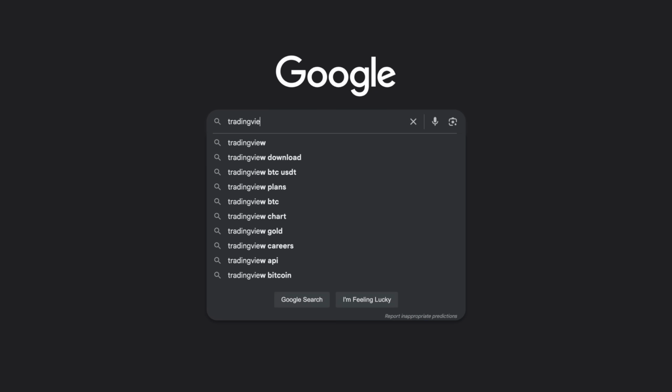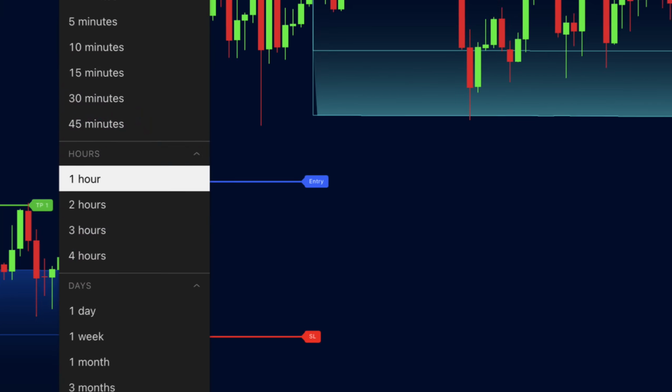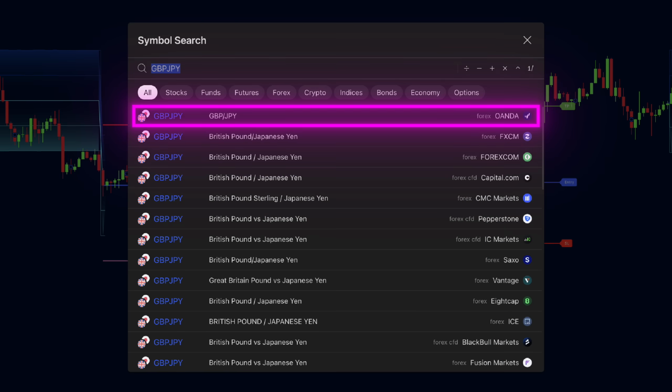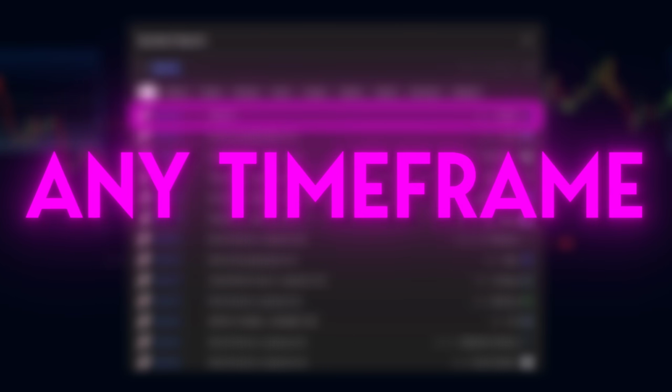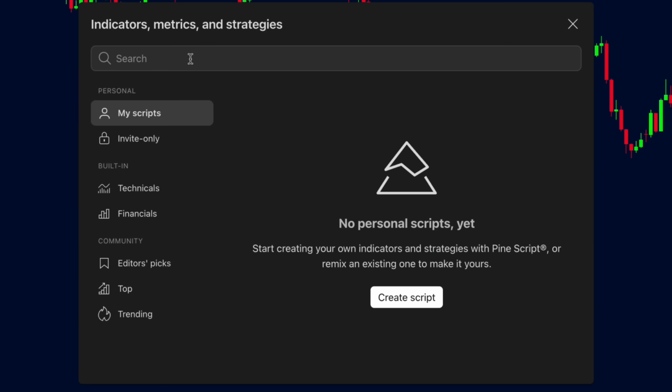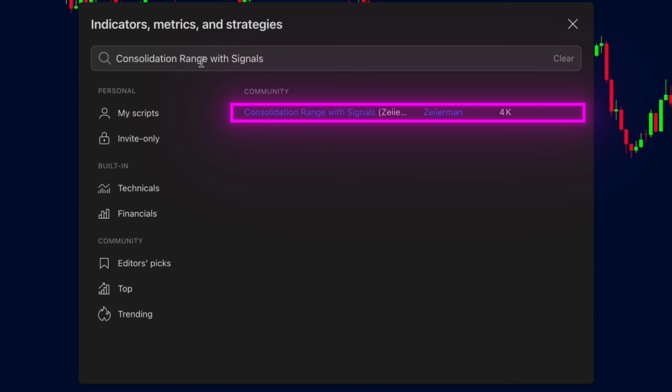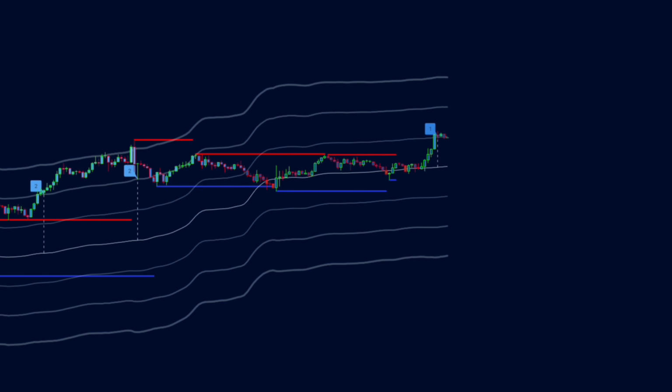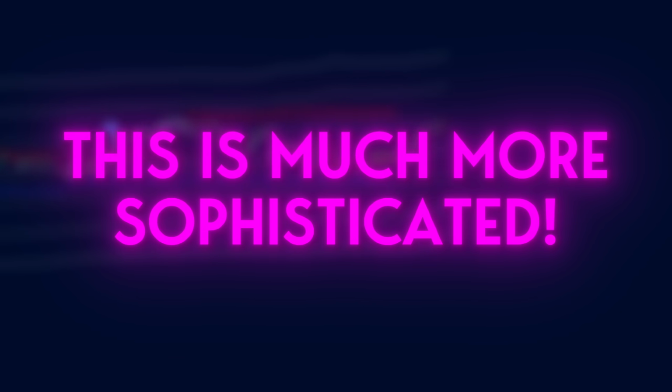First, head over to TradingView and pull up any chart you want. I'm using the 1-hour time frame on pound yen, but this works on any market, any time frame. Click on indicators and type in consolidation range with signals. Make sure you select the one by Zierman. Now, this isn't your typical support and resistance tool. No, this is much more sophisticated.